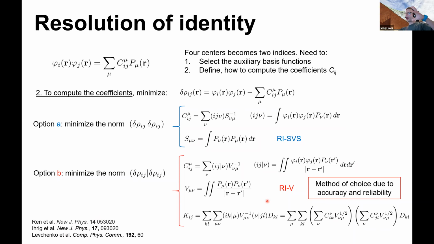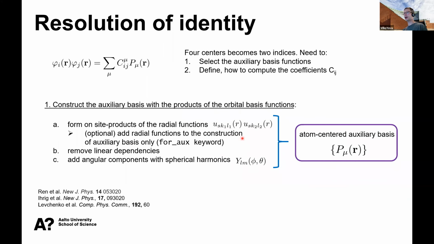The point is that you have to get rid of the four-center integral, and you do that by the resolution of identity or variational density fitting, or whatever you want to call it, and you better do it in the Coulomb metric. Okay, that's already usable. Oh yeah, we have to select the auxiliary basis functions first. It turns out that this is actually maybe more straightforward.